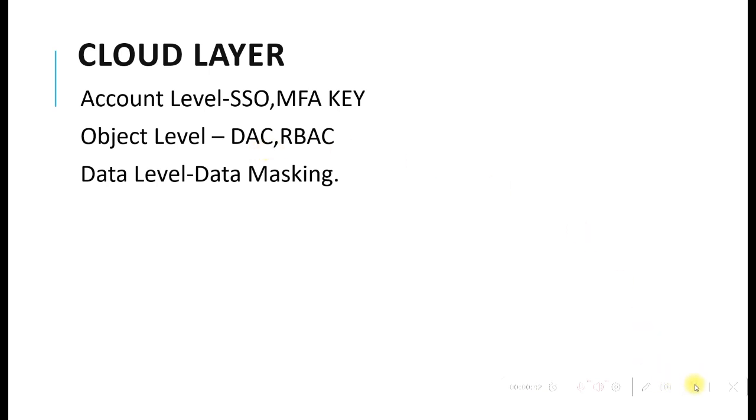Then if we talk about object security, Snowflake provides control over access to objects: who can access what object, what operations can be performed on those objects, and who can create or alter the access control policy. It also provides data security, column level security and dynamic data masking. Data masking means that while accessing data from a Snowflake table, the data will be masked after loading. So this is all about the cloud layer.